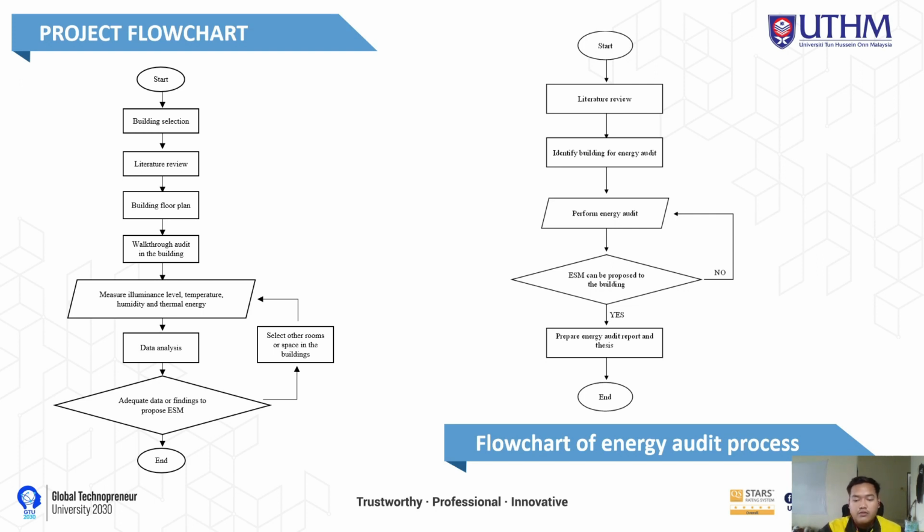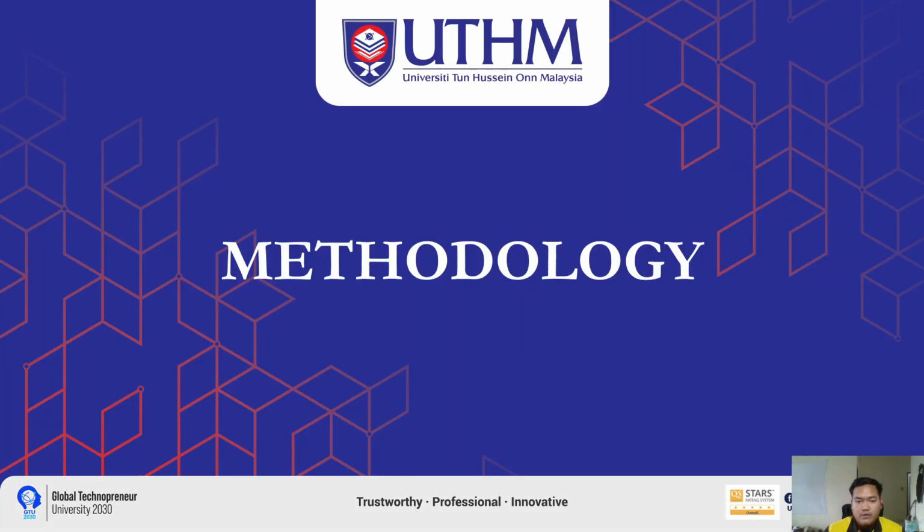And now we move to the flowchart of the energy audit process. First, we need to do the literature review, then identify the building for the energy audit, and then perform the energy audit. ASM can be proposed for the building from the analysis of the data collected during the energy audit, and then prepare the energy audit report and thesis. And then we move to the methodology.